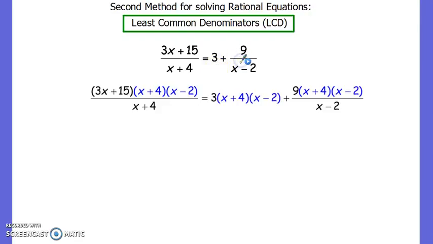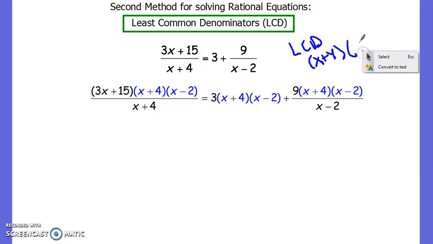So when we take a look at it, I'm going to use that least common denominator, that LCD, of x plus 4 and x minus 2. And I'm going to multiply again, just as I did last time, by the entire right side and the entire left side. So you'll notice I took the fraction on the left. We've still got our 3x plus 15, but I now have an (x plus 4)(x minus 2) in the numerator. And again, our x plus 4, that was already in the denominator. I'm going to take it on the right side.